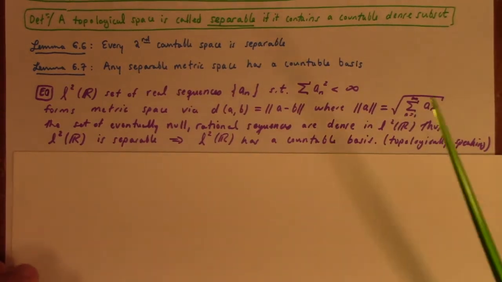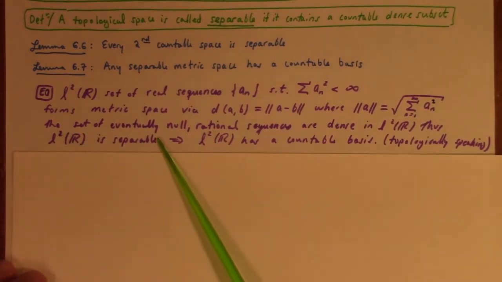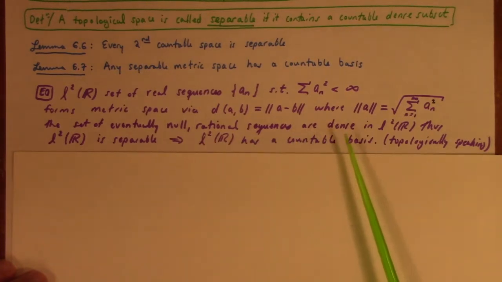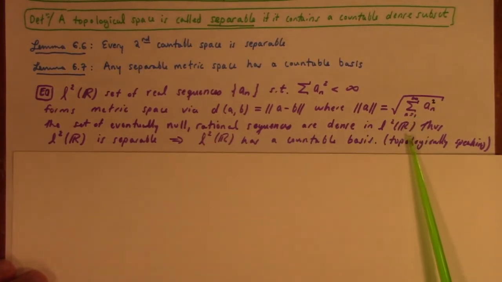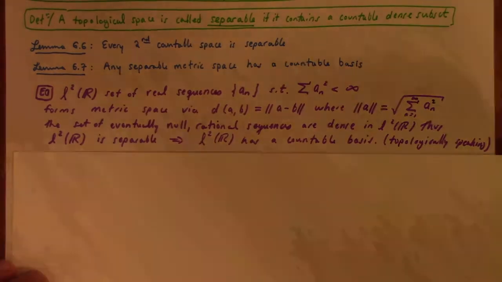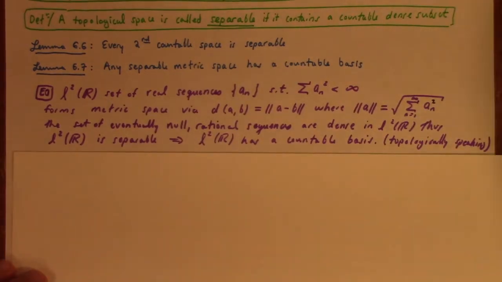Anyway, the set of eventually null rational sequences are dense in this thing, which kind of makes sense. Any real number you can approximate as an appropriate series of rational numbers. So it kind of makes sense that it has a shot of working.